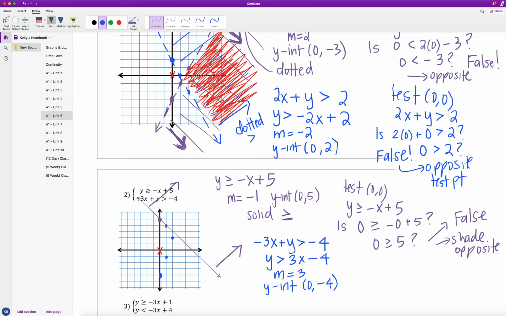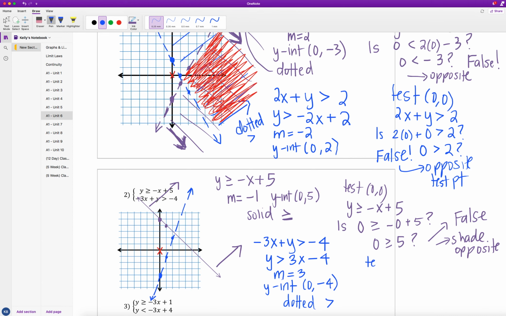But before I go in and graph it, I want to check and see if it's a solid or a dotted line. In this case, this will be a dotted line since I have a strictly greater than inequality. So I'm going to go ahead and make this line dashed. I could use a ruler to do this, and again, I'm going to keep extending it just so that I can see everywhere it intersects.